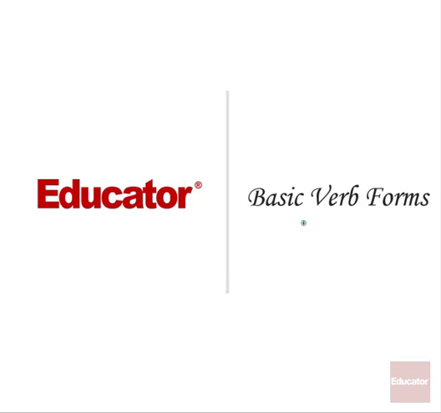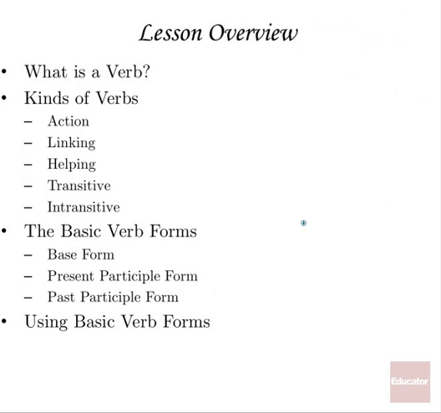This lesson is about basic verb forms and basic verbs. Let's get started. All right, to begin with, we're going to ask, what is a verb? We're going to learn what they are, how they work, what they do, how to use them. We're going to look at the 5 major kinds of verbs: action verbs, linking verbs, helping or auxiliary verbs, transitive verbs, and intransitive verbs. Then we're going to look at the 3 base forms of verbs: the base form, the present participle form, and the past participle form. Finally, we're going to learn how to use the basic verb forms.